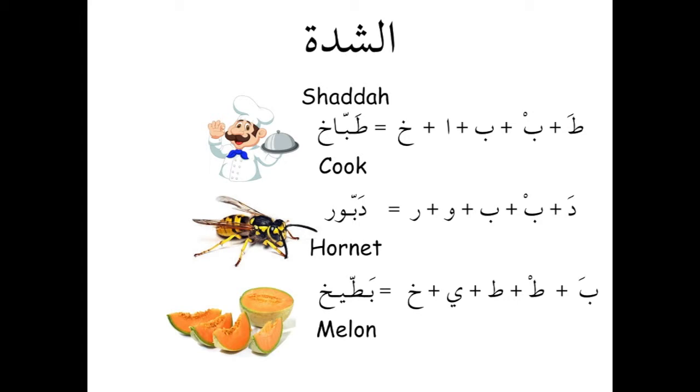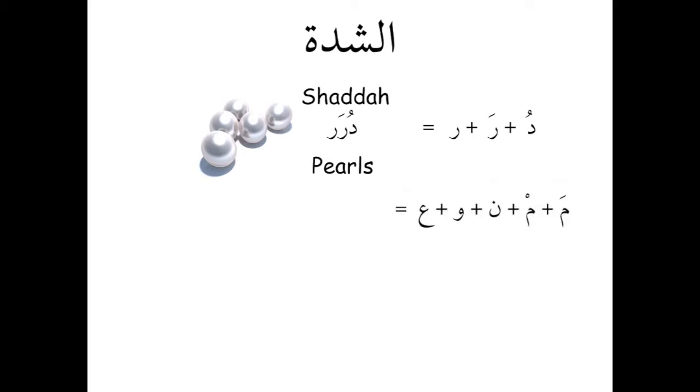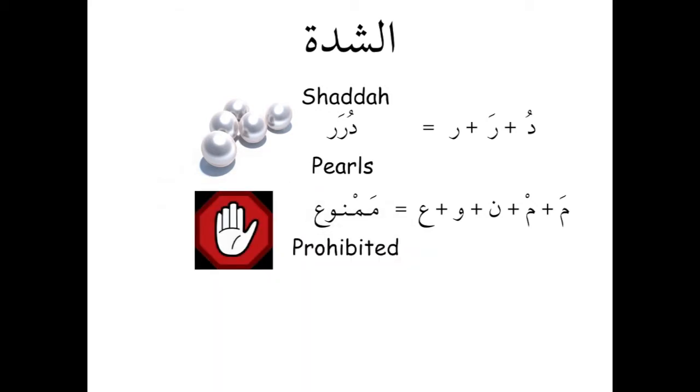Now let's look at examples where we have repeated letters, the first of which doesn't have a sukoon. So consider this. That would be durar, which means pearls. We kept the two ra's and didn't use the shadda because the first ra didn't have a sukoon. Another example: ممنوع. We kept the two memes because the first meme had a fatha. It didn't have a sukoon. It means prohibited.